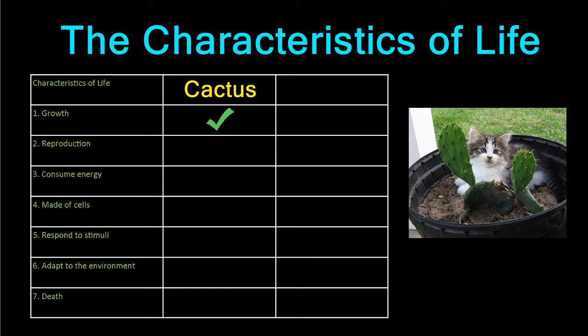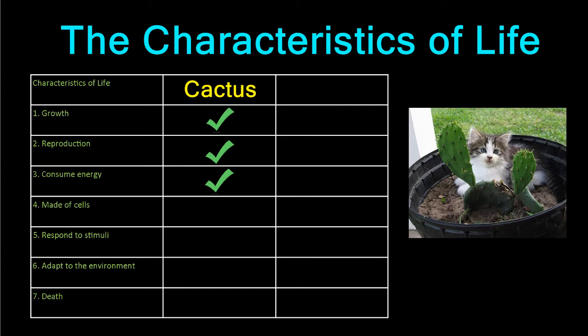Can a cactus reproduce? Yes. Cacti can actually do a process called propagation, where one of the stems can fall to the ground and grow a whole new plant, like a cactus clone. So I'm going to place my check mark under reproduction. Do cacti consume energy? Yes, they absorb light to do photosynthesis just like any other plant.